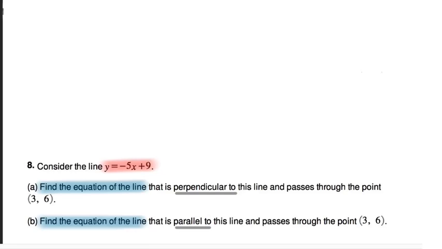In the first part, we're supposed to find an equation of a line which is perpendicular to this one, y equals -5x plus 9. And part B looks almost the same, just putting parallel here in place of perpendicular. So what each of these parts have done is they've given us a point, 3, 6, and they've given us a direction for the line that we're supposed to find an equation for. And all we have to do is put that information together to find an equation.